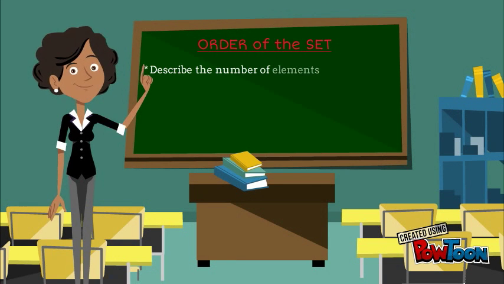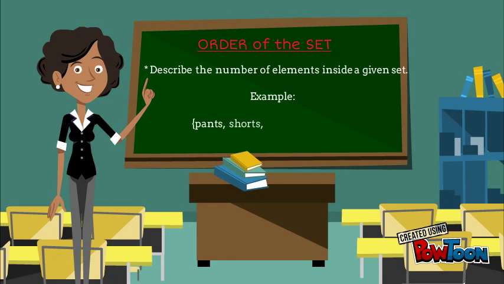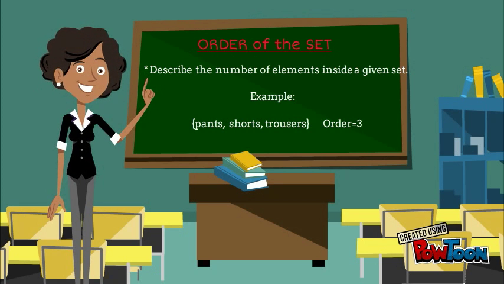Order of the set. Describes the number of elements inside a given set. For example, pants, shorts, trousers. The order of the set is equal to 3.